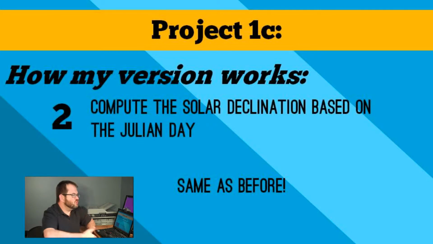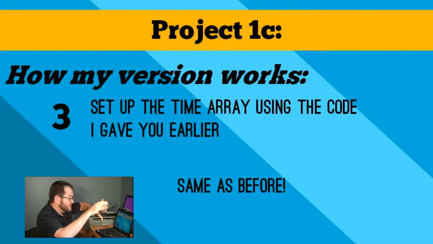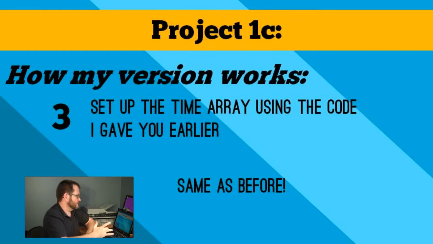Step 2, compute the solar declination based on the Julian day. Again, you had that already, I think in part 1B. Step 3, set up the time array using the code that I gave you earlier. That's literally just cut and pasted from one program to another. Feel free to retype it; it's not that big of a deal. It's 2 lines. If you want, you can have 2 windows open, logged into Chesapeake as many times as you want: one where you're looking at old code, and one where you're cutting and pasting the code in. It should work just fine.